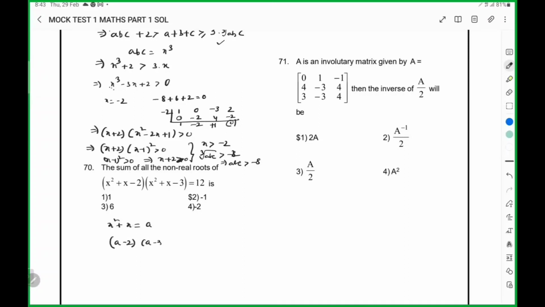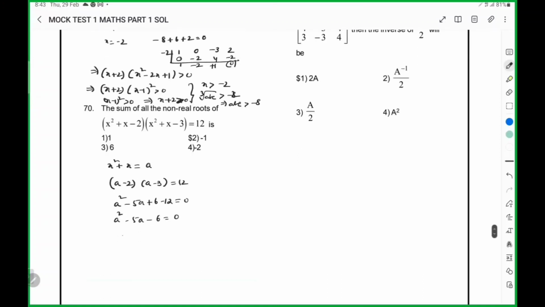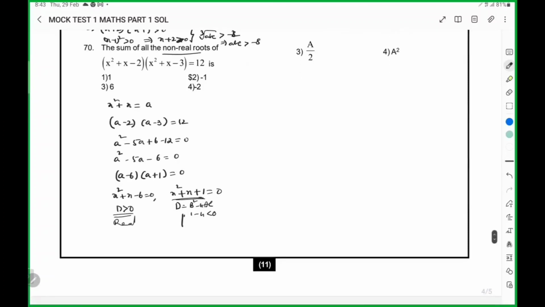Here you assume x square plus x as a. Then a minus 2 into a minus 3 minus 12 equals 0, so a square minus 5a plus 6 minus 12 is 0. So a minus 6, a plus 1 is 0. So x square plus x minus 6 is 0. For this, if the discriminant b square minus 4ac is negative, you get non-real roots. Here you will get positive discriminant, real roots. He's asking the sum of all non-real roots, which is minus 1.